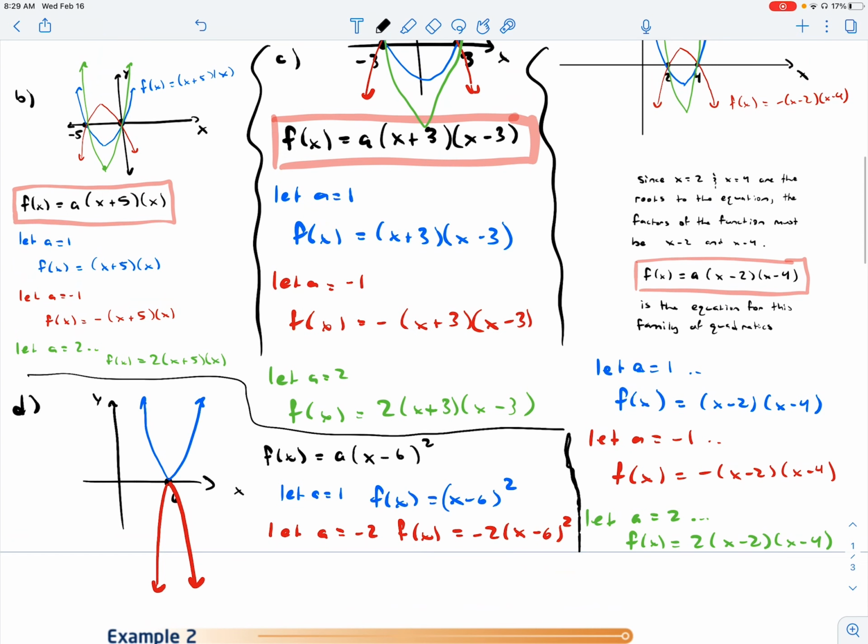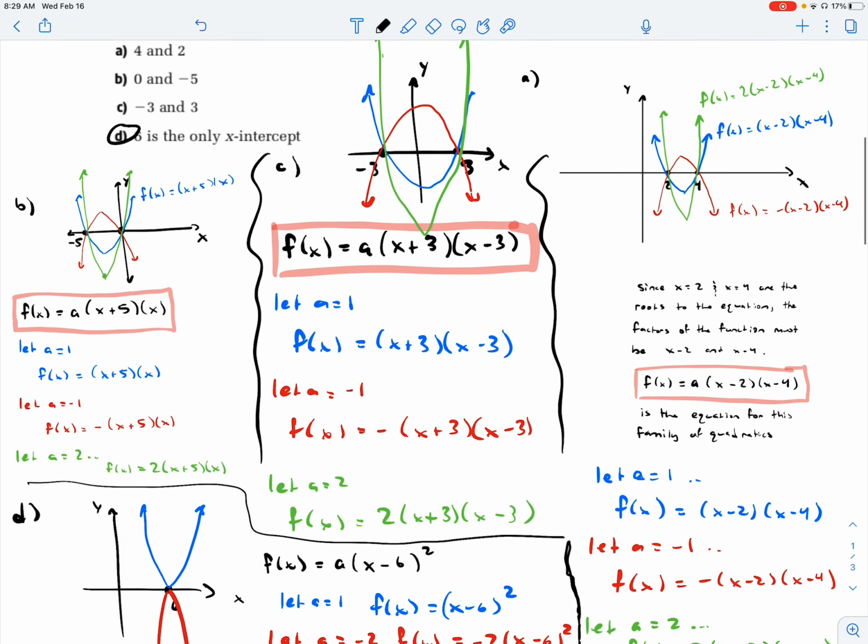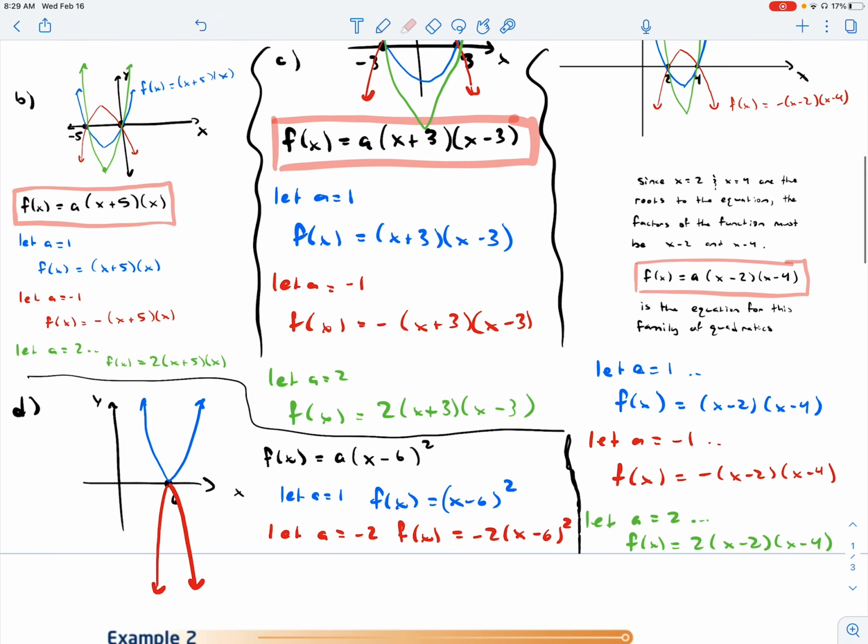Okay, that is it for the first example, showing us how we can determine a family of quadratic functions. Okay, that was the family for the one in question B. And once we have the family defined, it's then very easy to come up with additional members. Okay, all we have to do is play around with that number for a in front.